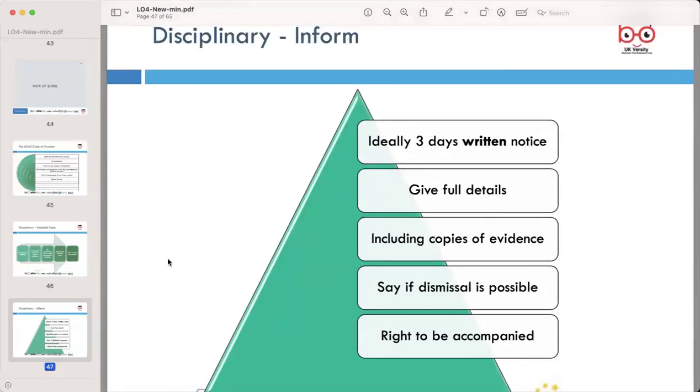Disciplinary: inform, ideally with 3 days written notice, give full details including copies of evidence, say if dismissal is possible, and the right to be accompanied. The right to be accompanied extends to a fellow worker, a minute taker, or a union representative during disciplinary proceedings. In some companies you can bring someone from outside as well, but not a solicitor.